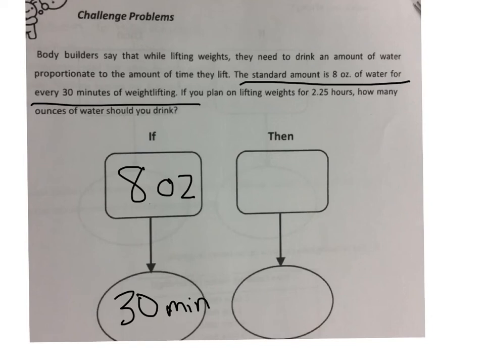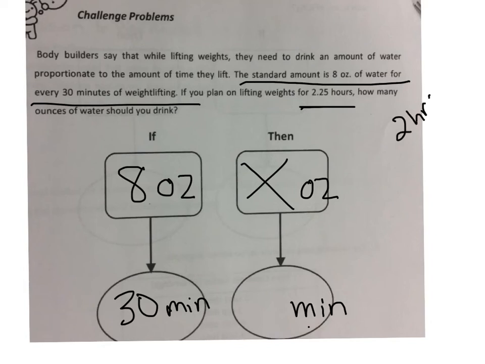Now, if these are proportions, we know our labels are going to match. So we're going to go ounces and minutes. And then we are going to put the X for what we don't know. We don't know how many ounces of water, so that's where your X is. The only problem with this one is, if you put this 2.25 here, that's not right, because it doesn't say 2.25 minutes, it says 2.25 hours. So we've got to change that to minutes. 2 hours, hopefully you agree, is 120 minutes, because it's 60 minutes for each hour. So 60 and 60 is 120.